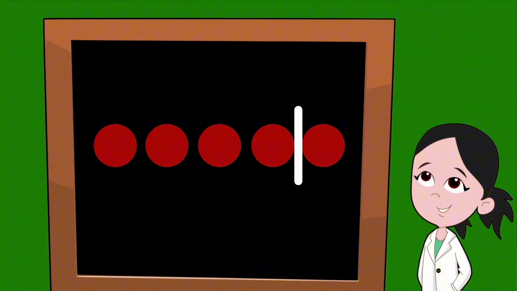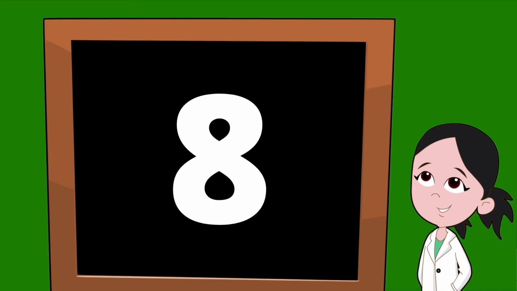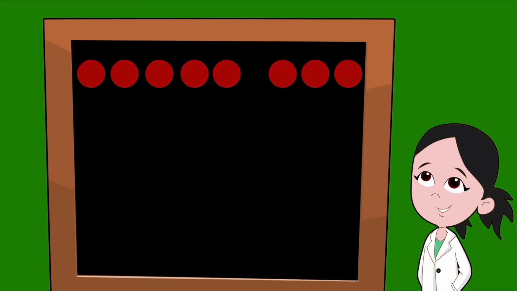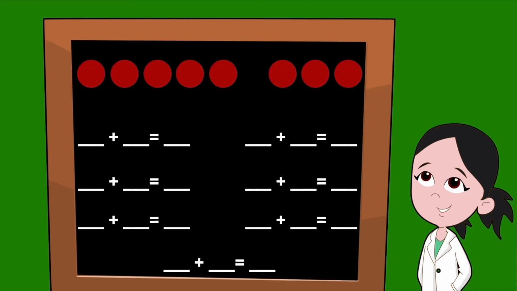Let's get started with the number 8. Let's start out with our 8 dots. The number 8 is going to have 7 sets of partners. So let's go ahead and split those dots, and we're going to start with 1 dot on the left. 1 dot on the left means our first partner is going to be the number 1. To the right of our line, we now have 7 dots. So our second partner is going to be the number 7. 1 plus 7 equals 8. There's our first set of partners.